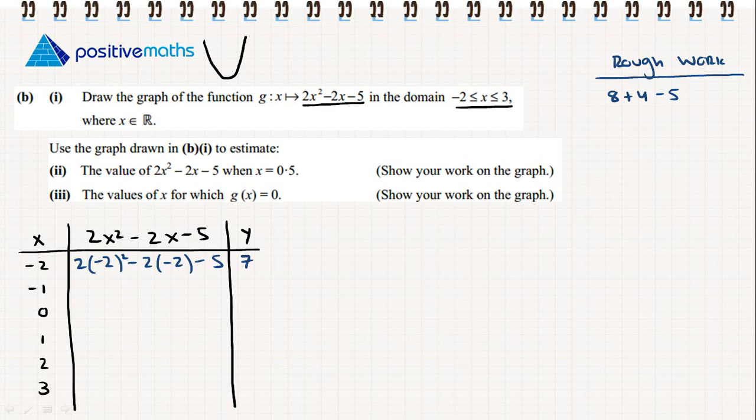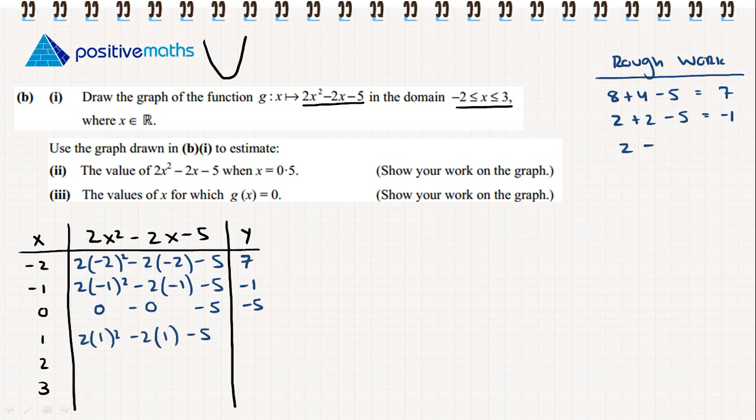Now I'm going to fill in my minus 1. So minus 1 squared gives me 1. 1 by 2 gives me 2. Minus 2 by minus 1 gives me plus 2, and I have minus 5. So 4 minus 5 gives me minus 1. Next I'm filling in 0. So 0 minus 5 gives me minus 5. Next one I'm substituting in 1. So I'm going to get 2 minus 5. Just going to give me minus 5.